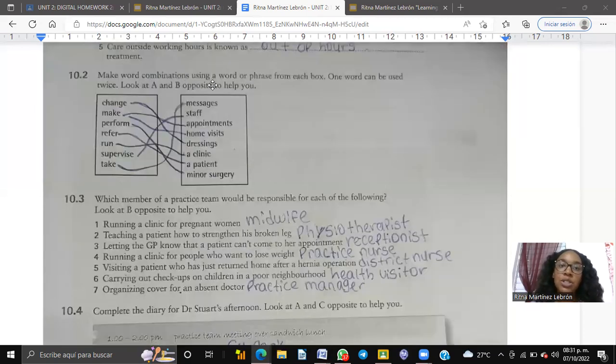Make word combinations using a word or phrase from each box. One word can be used twice. Look at A and B opposite to help you. Chance, reasons, make appointments, perform minor surgery, refer a patient to a clinic, refer patients, run a clinic, supervise staff, take measures.